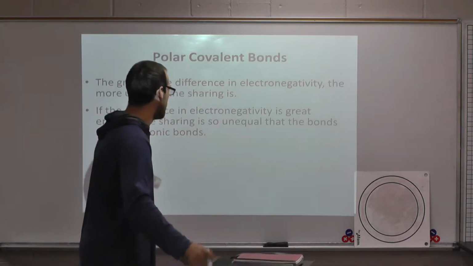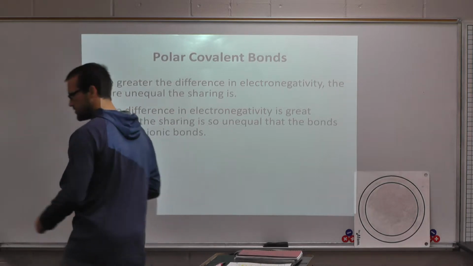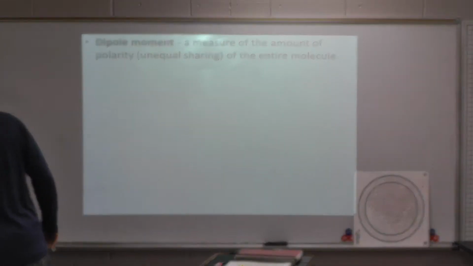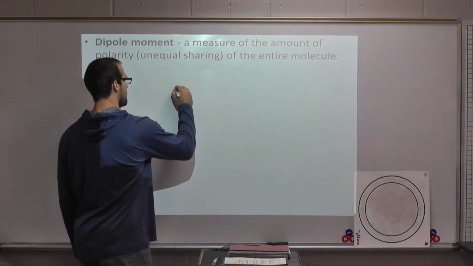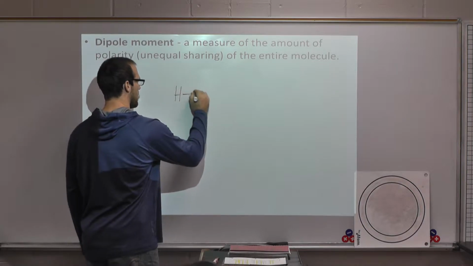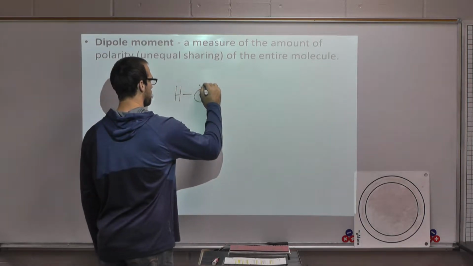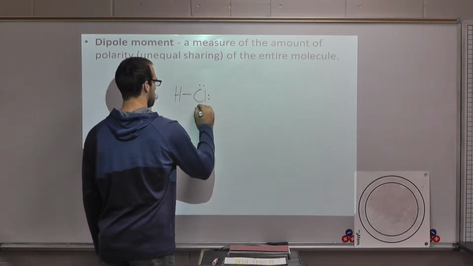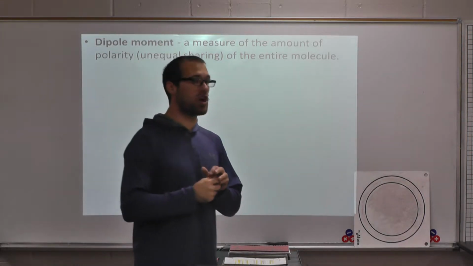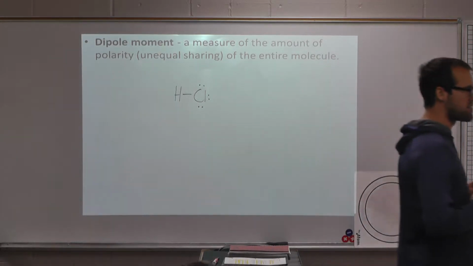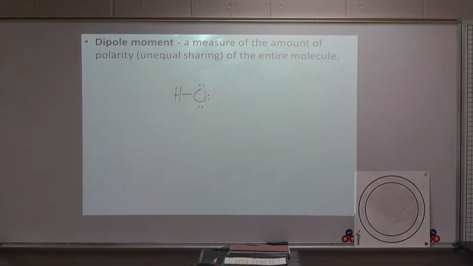So, let's go to dipole moment. Let's say hydrogen is bonded with chlorine. What we're going to be doing today is showing where the pole of electrons is going, what the partial charges are, and putting in a dipole moment.